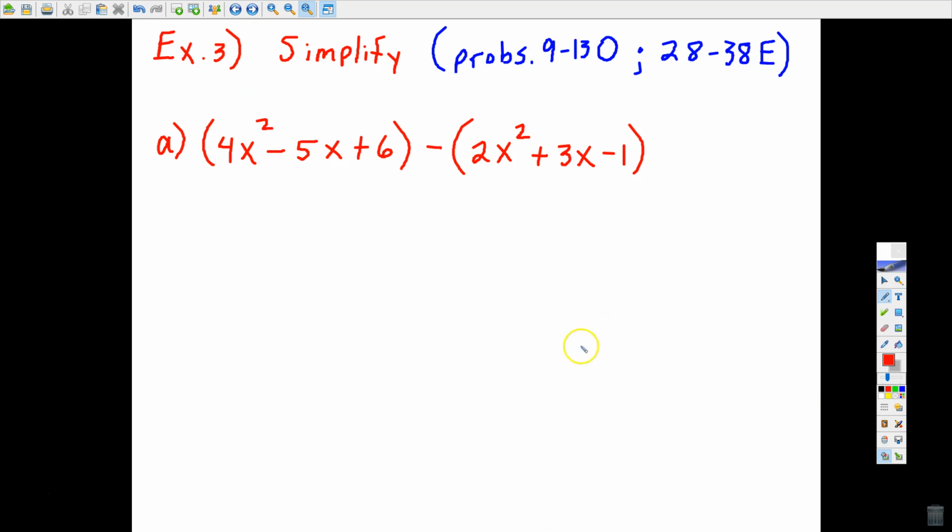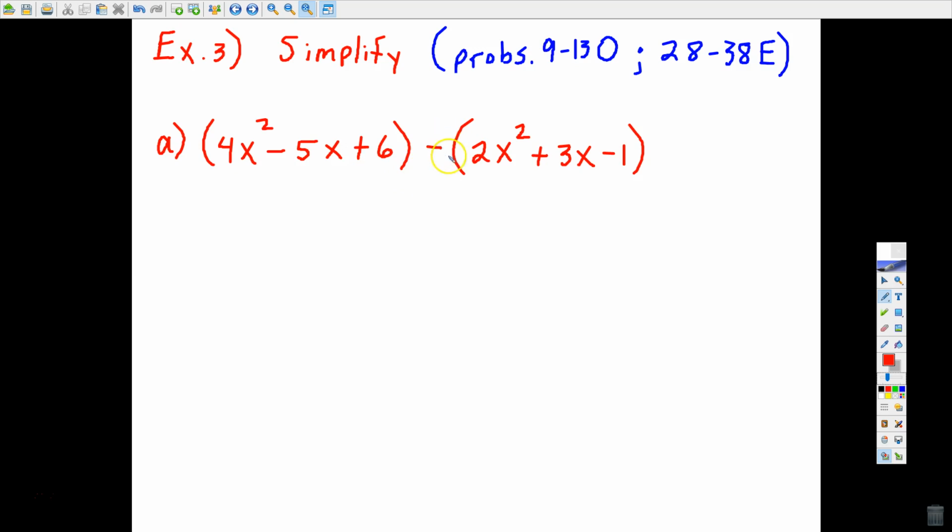Finally, my last example is to simplify polynomials that are being added, subtracted, or multiplied. This refers to the odd problems, 9 through 13 odd, and then you're going to be doing the 28 to 38 even problems. When I'm subtracting one polynomial from another, I'm going to show this one using what we call the horizontal method, and then the next one I'll use the vertical method, and then I'll let you pick which one you like best.